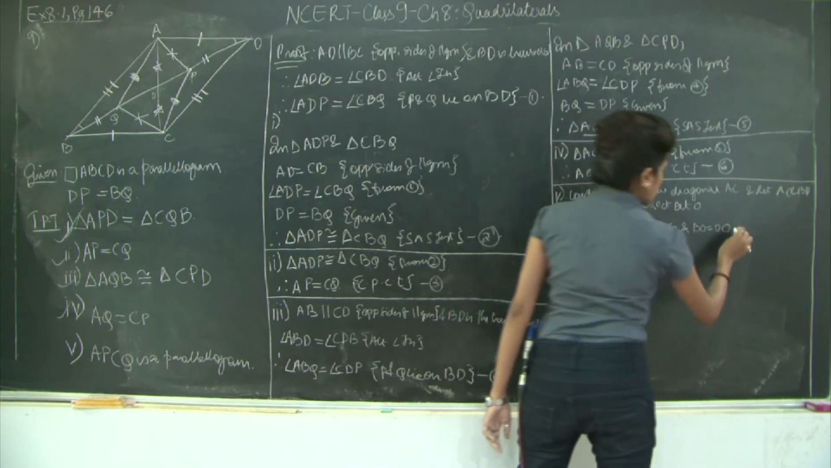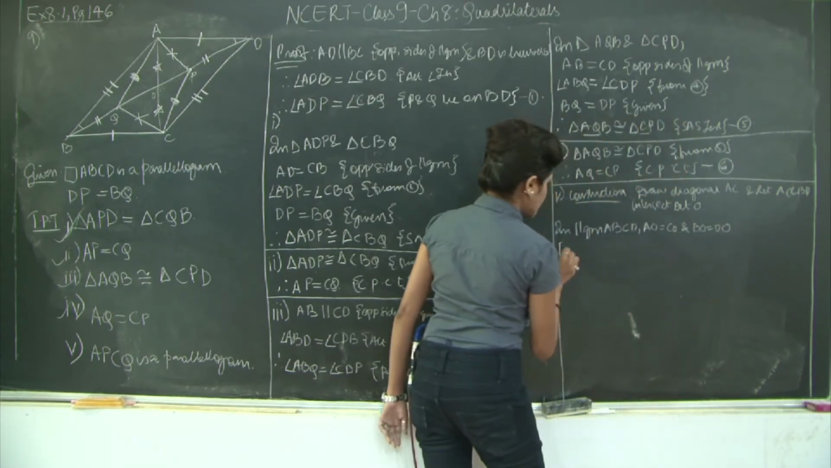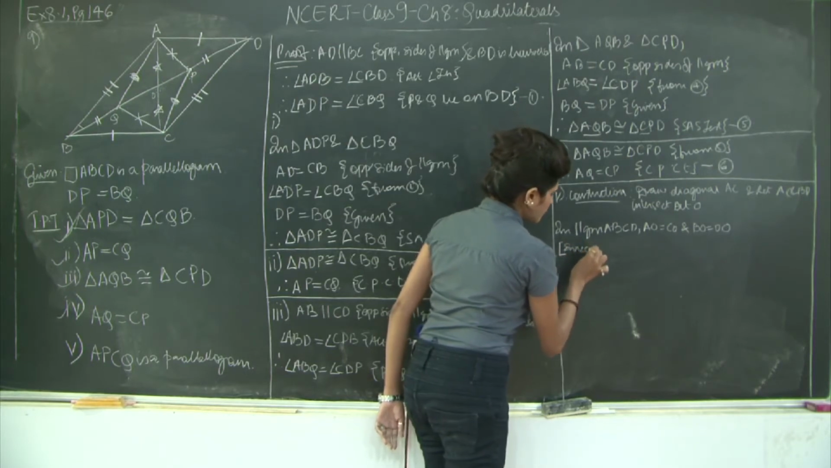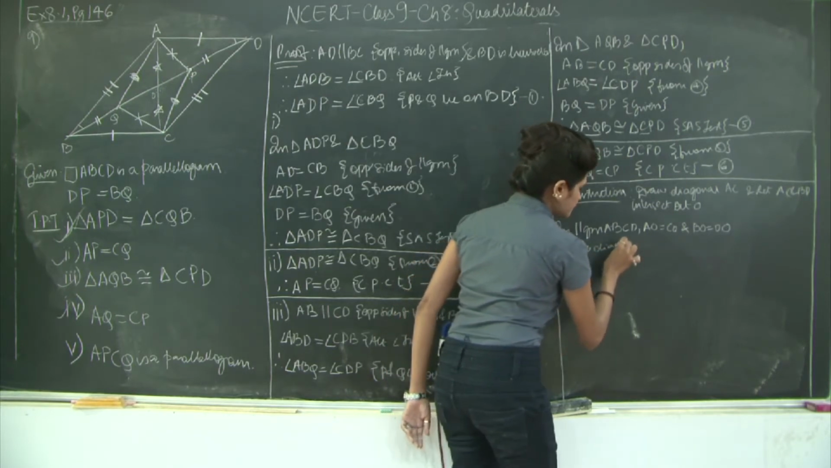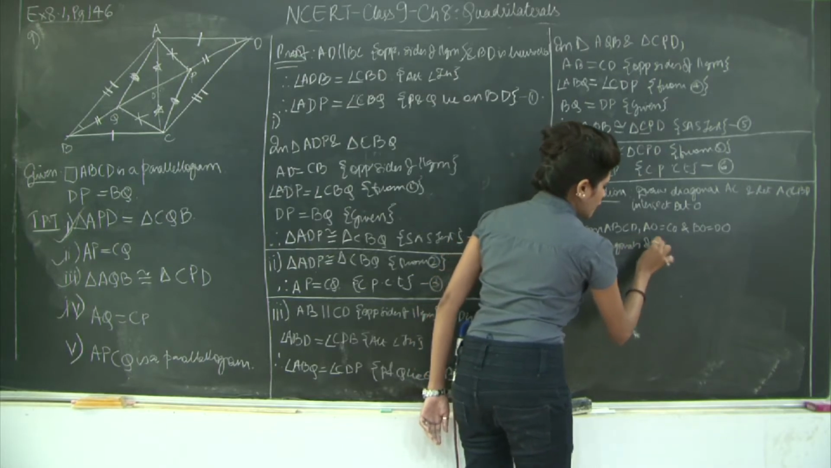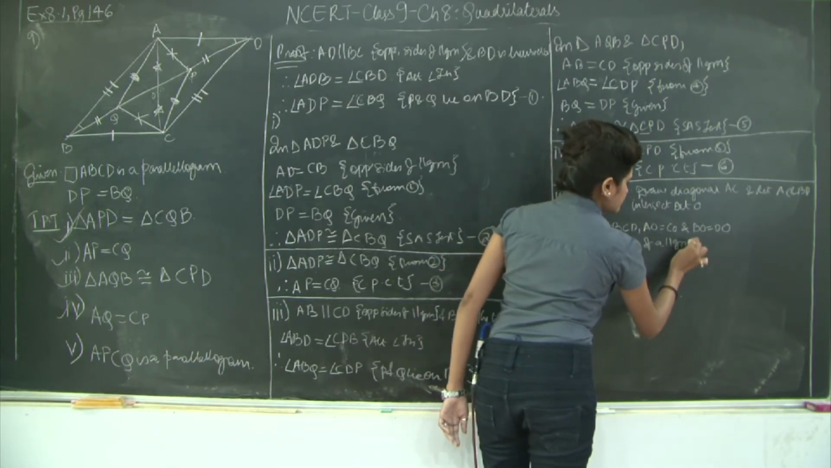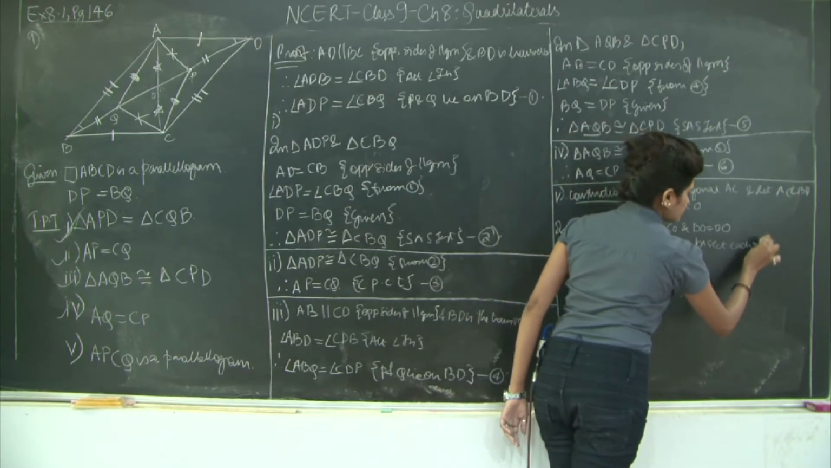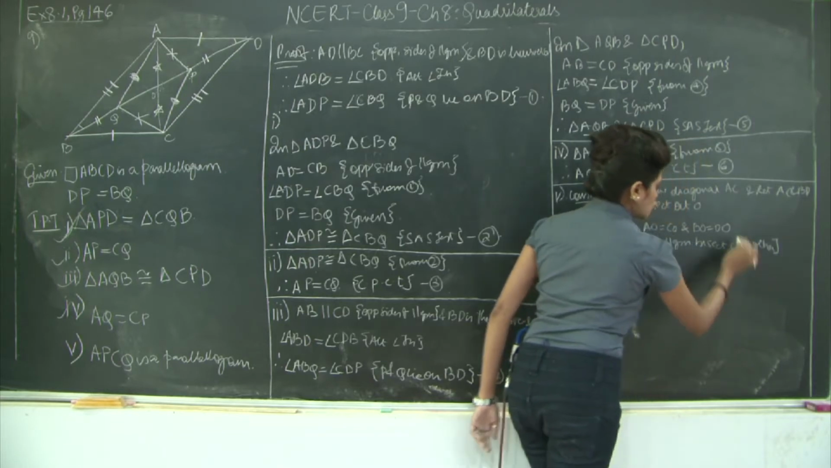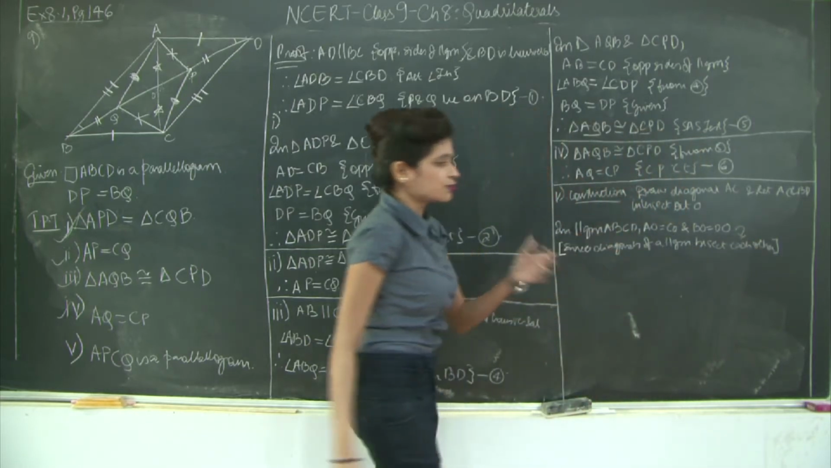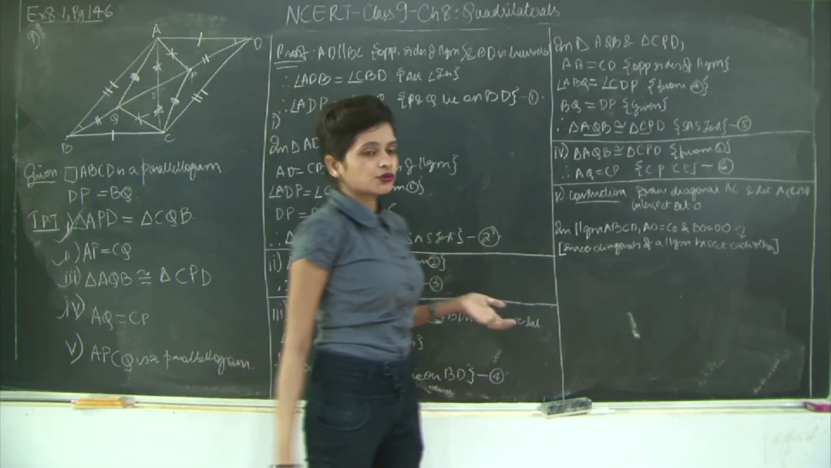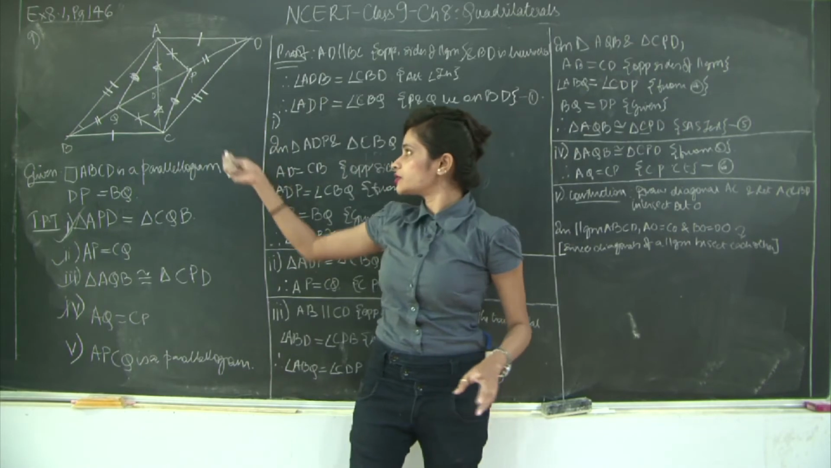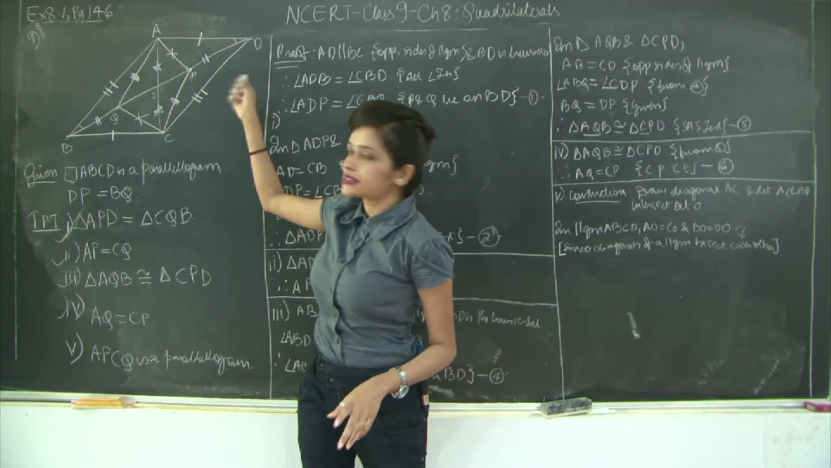Why? Because, let's write the reason here, since I do not have much space: diagonals of a parallelogram bisect each other. So this is my reason over here for AO is equal to CO and BO is equal to DO. Now we already have AO is equal to CO. We need to prove that QO is equal to PO.